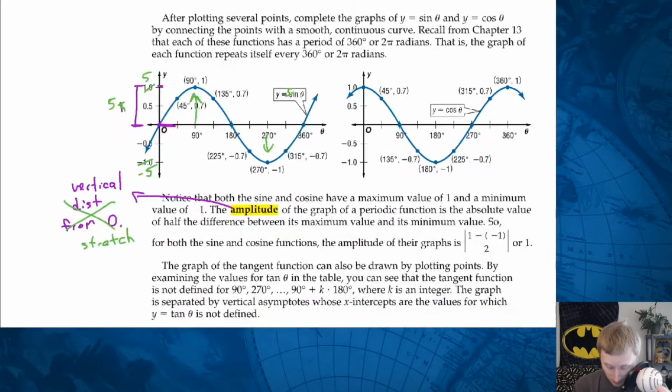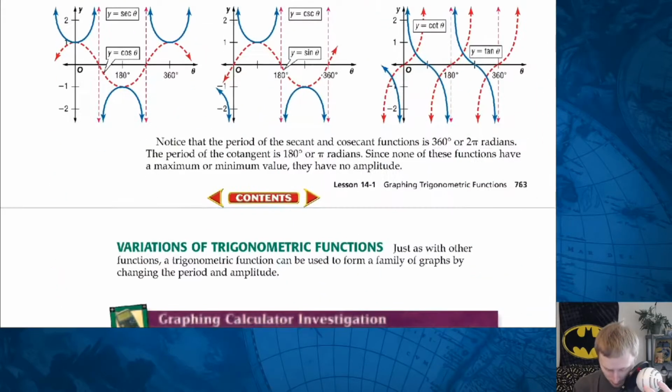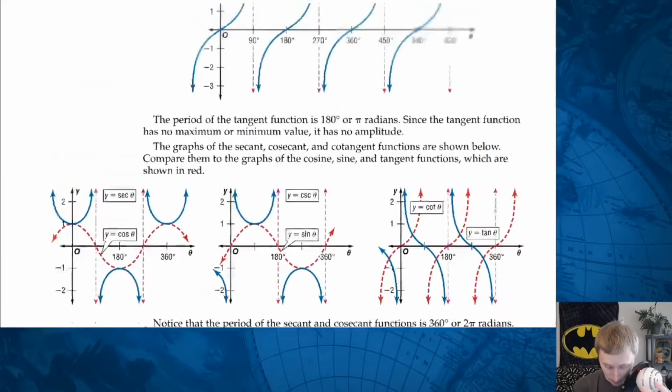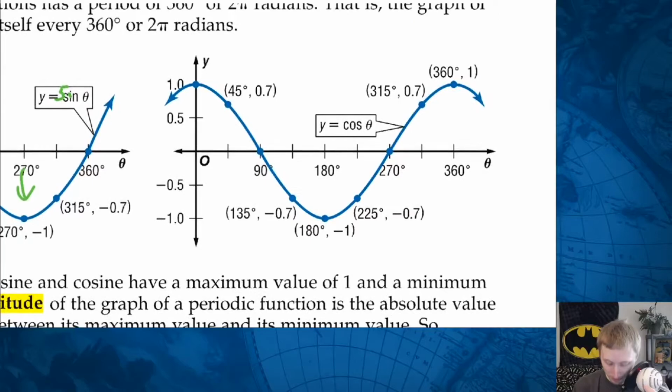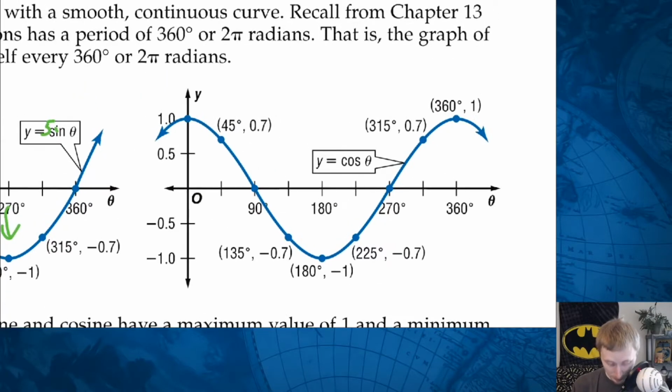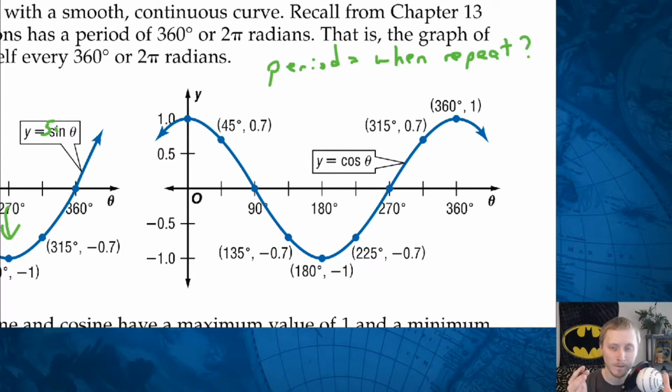All right, next one. Is there a spot for period on here? No, because they introduced it in the previous sections. Okay, let's use the cosine graph to talk about the period then. What does the period of a trig function mean? That just means how long to repeat, right? When do you repeat? How long is your playlist until it loops back to the beginning?